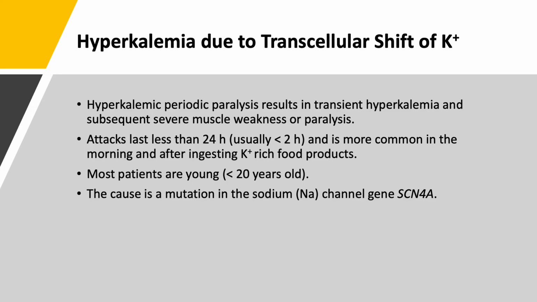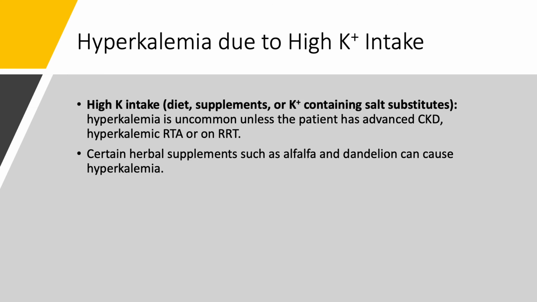Now, what about hyperkalemia due to transcellular shift in hyperkalemic periodic paralysis? This is a very rare disease. Attacks last less than 24 hours, usually less than 2 hours even. It's mostly in young patients less than 20 years old. It's due to a mutation in the sodium channel gene SCN4A. And it can result in severe muscle weakness or even paralysis. But because it's due to a shift, it's transient.